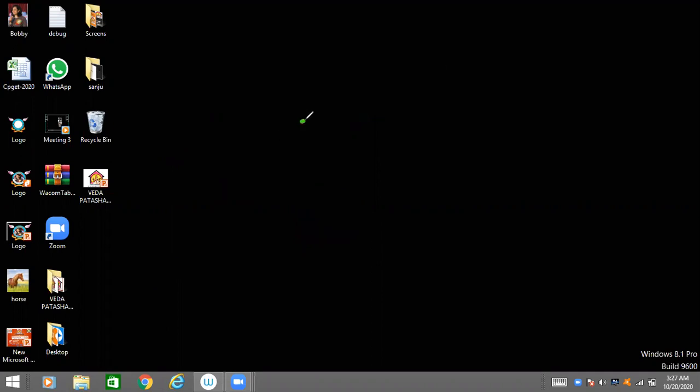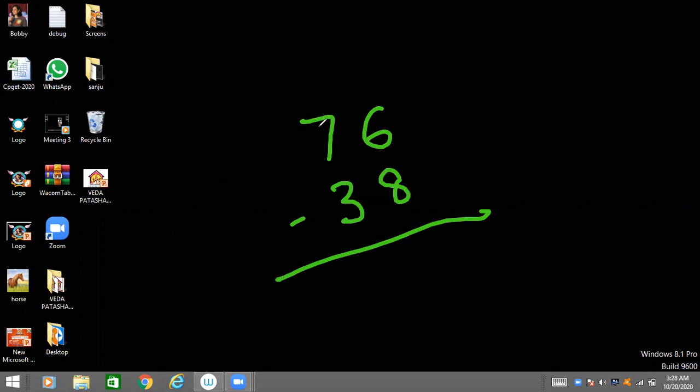Yes. Ready? Let me do one problem. 76 minus 38. First, we pair 7 minus 3. It is 4. But before writing 4, we need to check whether the next pair is a match or mismatch. What is the next pair? Is it a match or mismatch? Mismatch. So we need to write 3 instead of 4. Because 7 minus 3 is 4, but the next pair is a mismatch, that's why I have written 3. I just reduced it by 1. Understood?